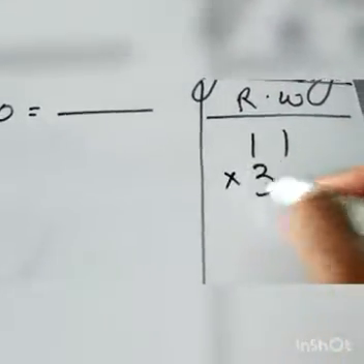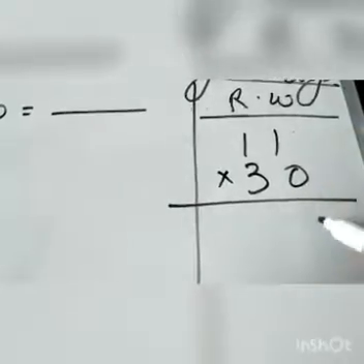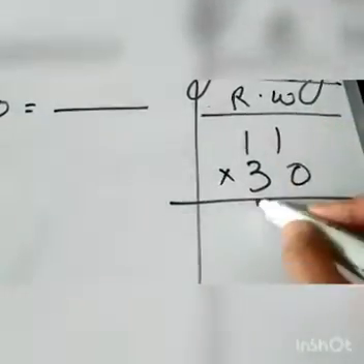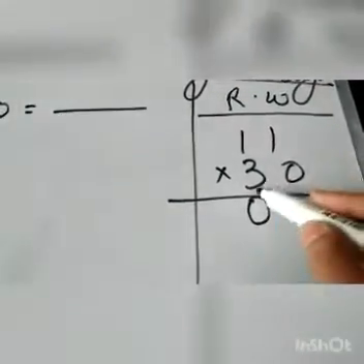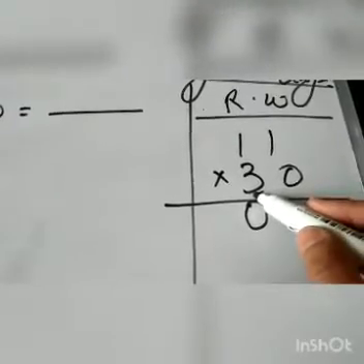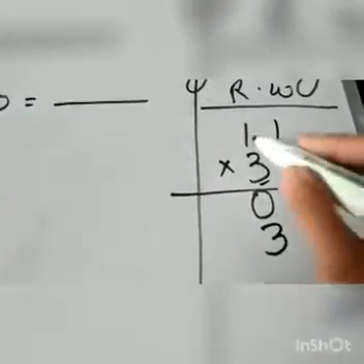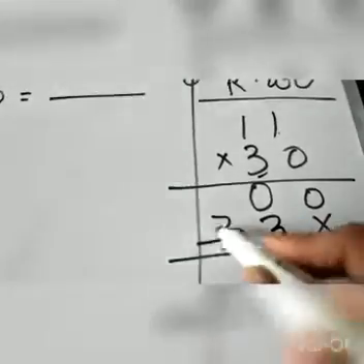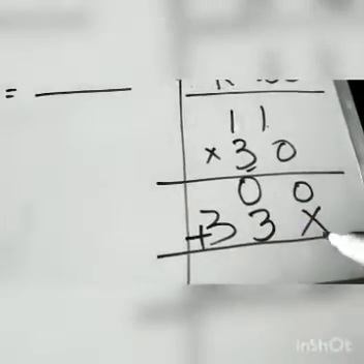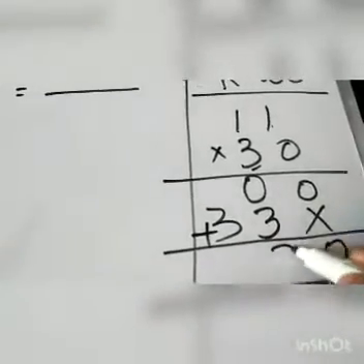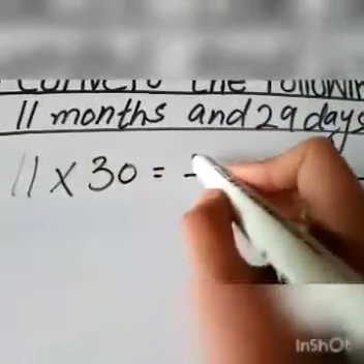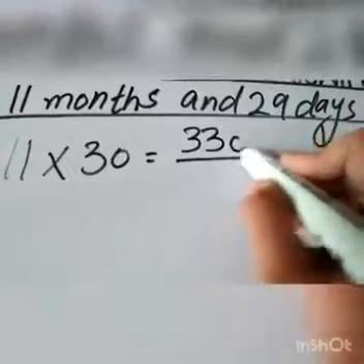11 multiplied 30. 0 1 times is equal to 0. The second digit from 30, that is 3. 3 1 times is equal to 3. Now add it. 0 plus 0 is equal to 0. 0 plus 3 is equal to 3 and 3. 11 multiplied 30 is equal to 330 days.